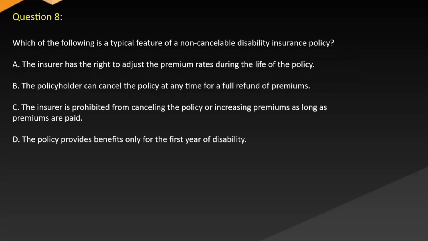Question 8. Which of the following is a typical feature of a non-cancelable disability insurance policy? A. The insurer has the right to adjust the premium rates during the life of the policy. B. The policyholder can cancel the policy at any time for a full refund of premiums. C. The insurer is prohibited from cancelling the policy or increasing premiums as long as premiums are paid. D. The policy provides benefits only for the first year of disability.